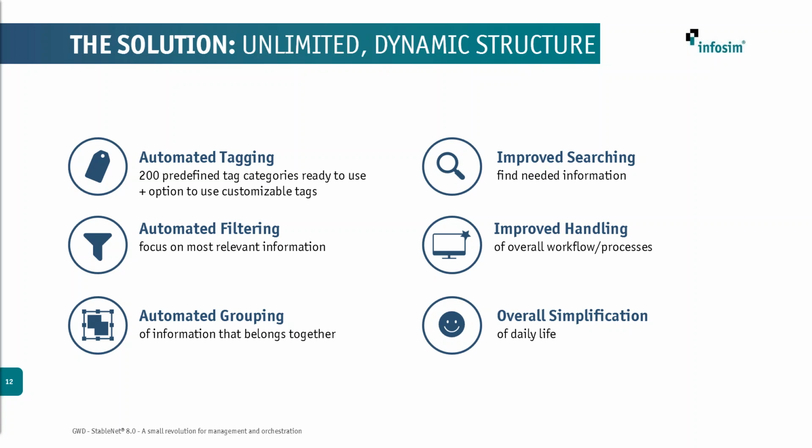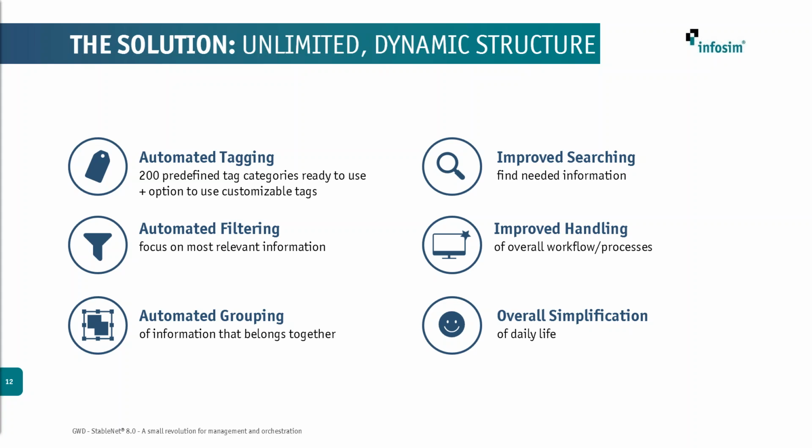There are more than 200 predefined tag categories, so it's not something you need to do manually, but a lot of it can be done by discovery, by REST API in an automated way. And you can also add customizable tags. And once this tagging is done, you can use this for filtering to focus on the most relevant information. You can use it for grouping to, for instance, prepare trees that are grouped through a certain one of the tag categories that you chose.